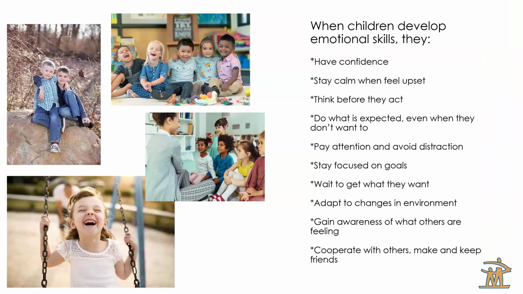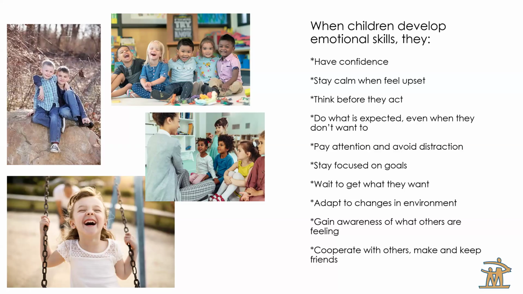When children develop emotional skills, they have confidence. They stay calm when they feel upset. They think before they act. They do what is expected, even when they don't want to. They are able to pay attention and avoid distraction. They're more able to stay focused on their goals. They can wait to get what they want.